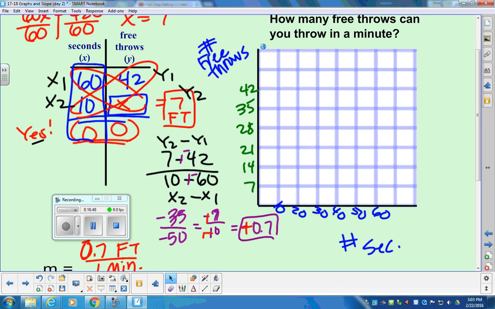Okay, plotting those out then. So 60 seconds is 42 free throws. 10 seconds is 7 free throws. And 0 seconds is 0 free throws. So we have this nice linear graph there. Plot those out. Go ahead and catch up if that was too fast. I used 7 as my scale over there just because I saw a couple of those data points that are divisible by 7.